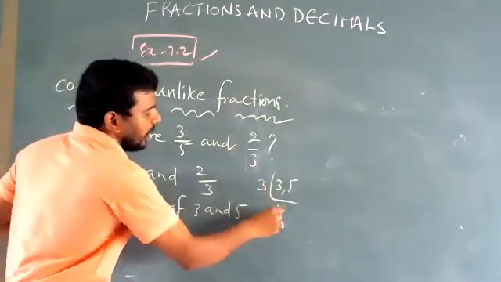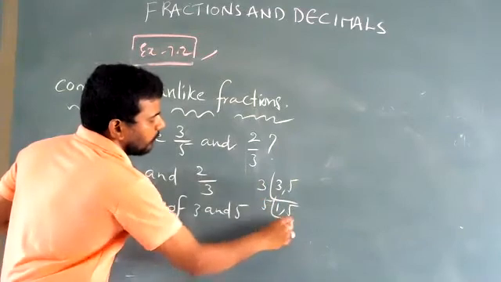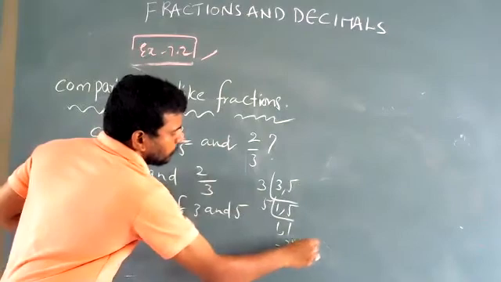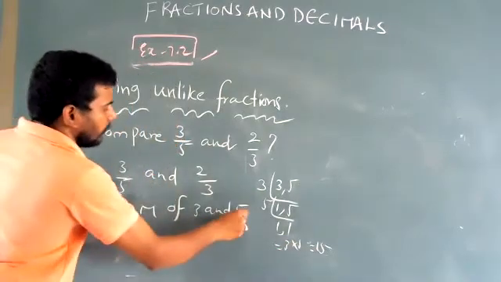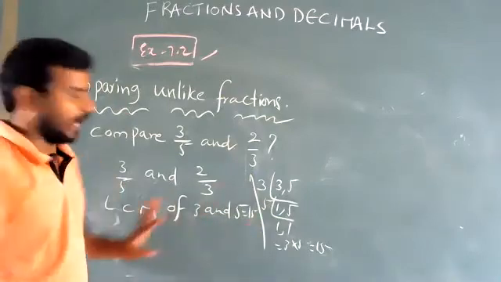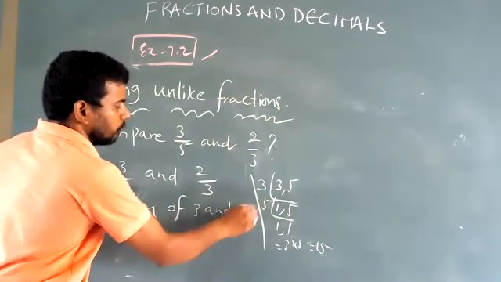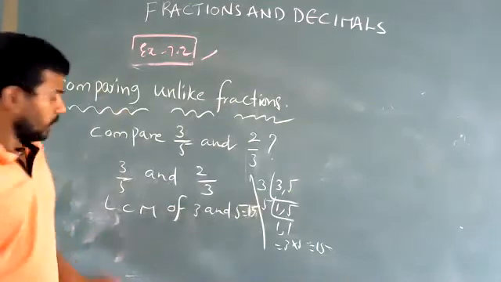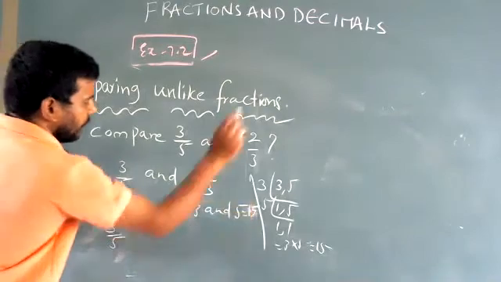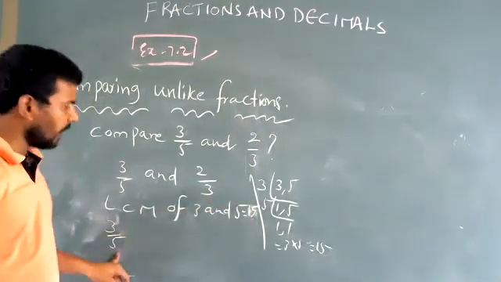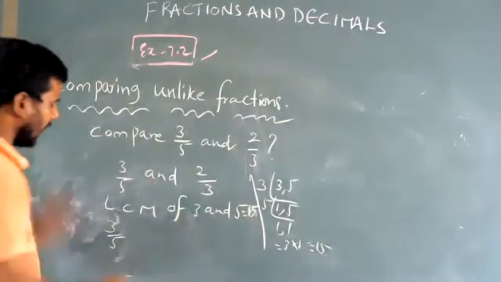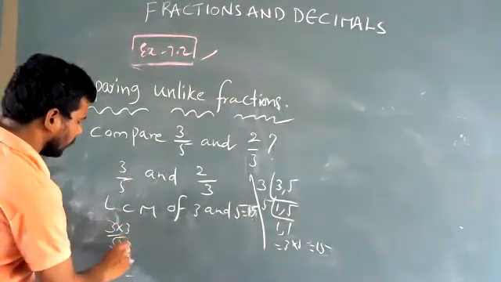So take 3 one time, 5 one time. 3 5s are 15. So the LCM of 3 and 5, children, is 15. Now take 3 by 5. 5 in 15, how many times? The denominator divides into the LCM 15 how many times? 3 times. Multiply into numerator and denominator.